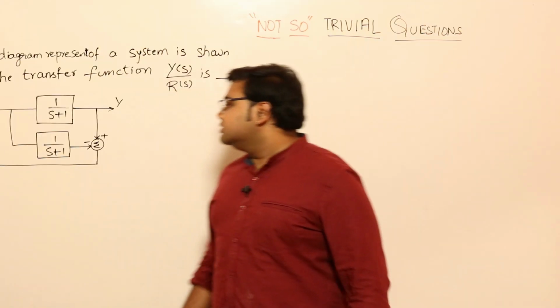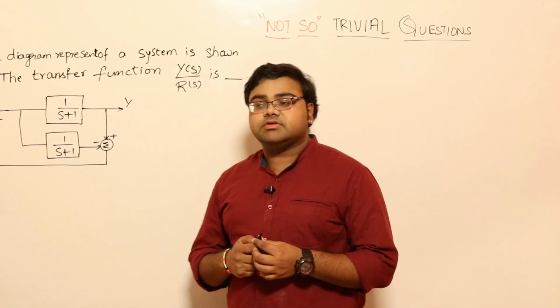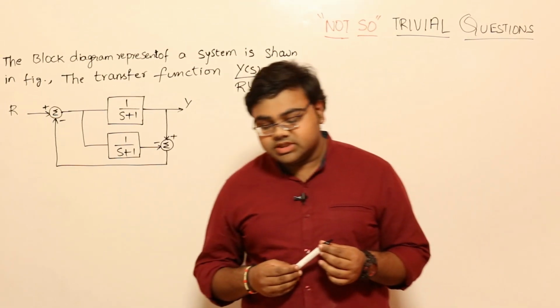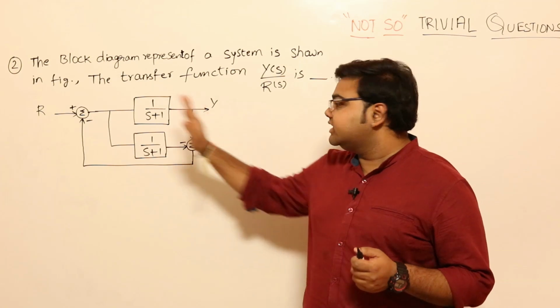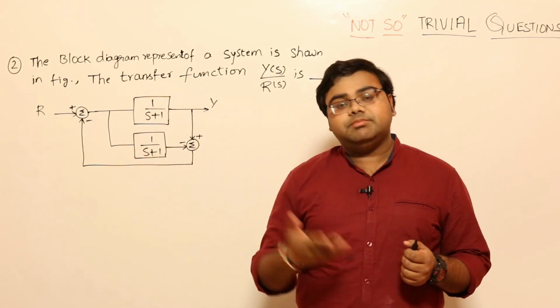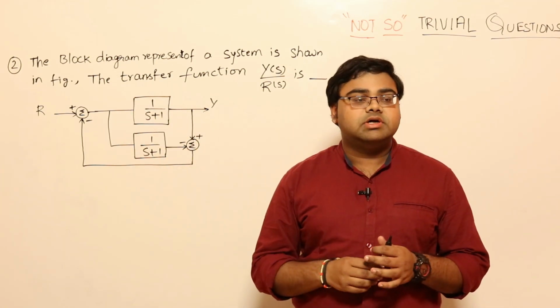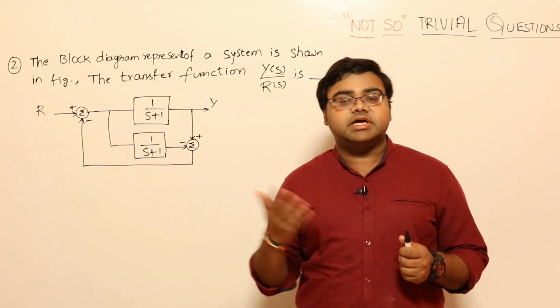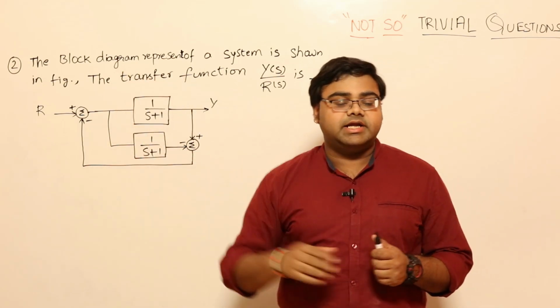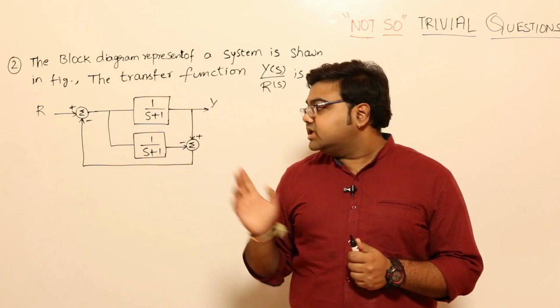Alright, so the second question of this series is from block diagram reduction. Once again, what they have done here is they have asked you to find the transfer function y by r. As to why I picked this, I had got this as a doubt, and apparently some of them have tried to apply block diagram reduction and try to solve it, and they are landing at the wrong answer. So I decided to take this.